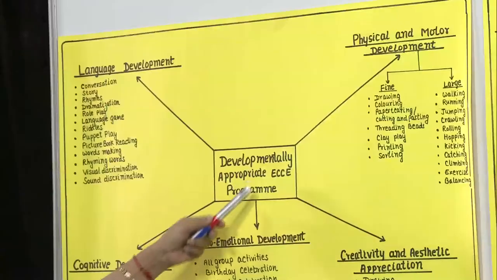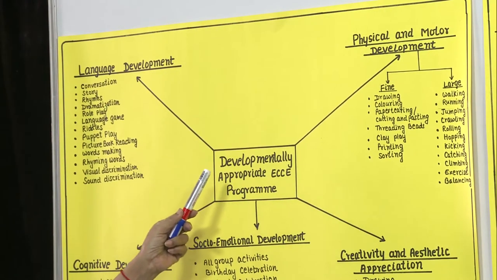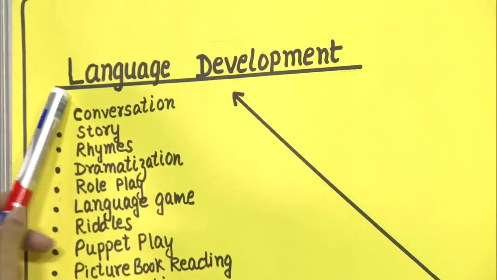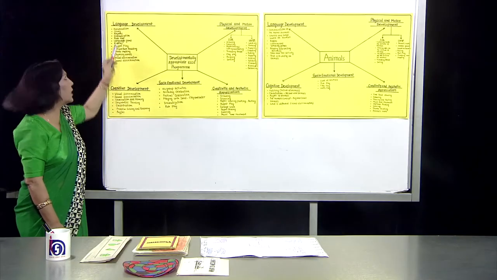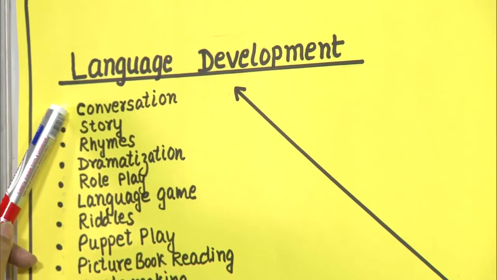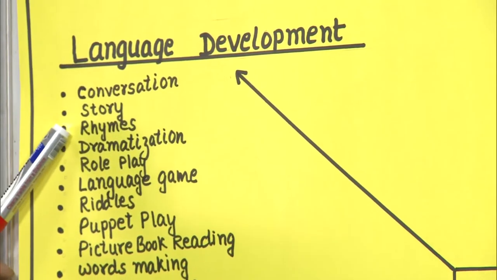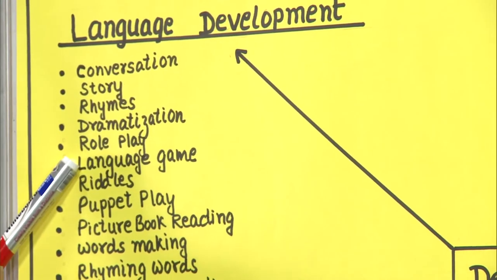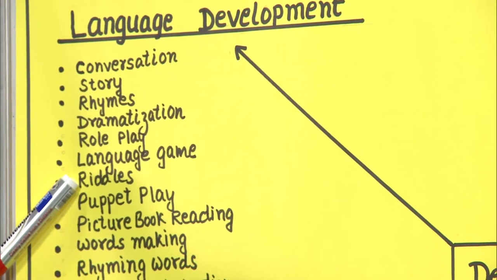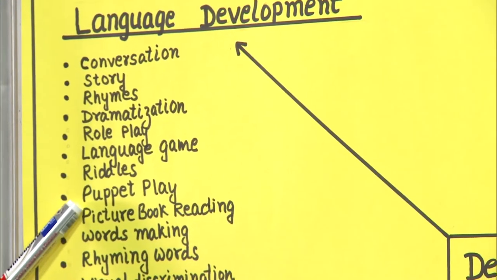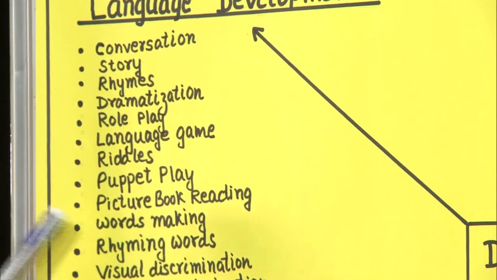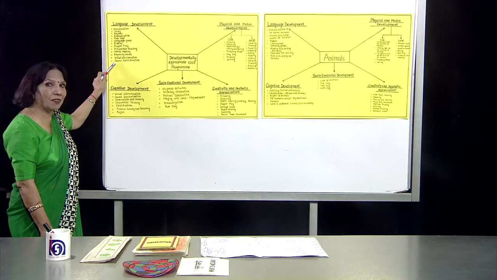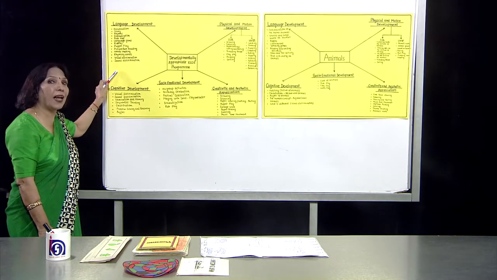This is the web chart of activities which foster all the development. So, for language development, what are the activities written here? Just see: conversation, story, rhymes, dramatization, role play, language game, riddles, puppet play, picture book reading, words making, rhyming words, visual discrimination and sound discrimination activities. All these activities are for language development.